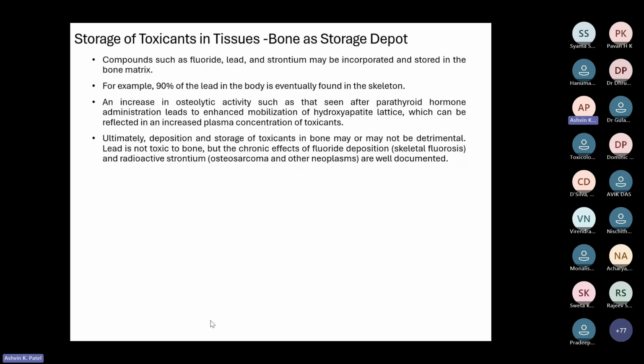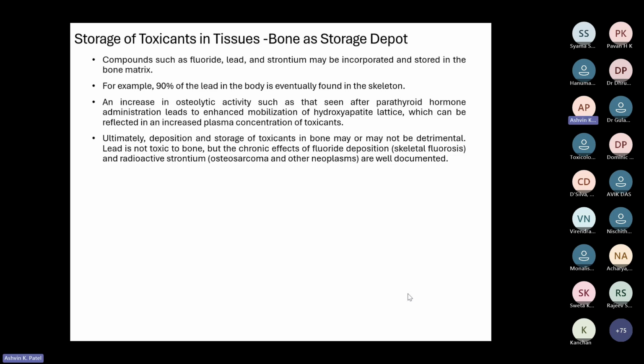Bone as a storage depot. Compounds such as fluoride, lead, and strontium may be incorporated and stored in the bone matrix. For example, 90% of the lead in the body is eventually found in the skeleton. Increased osteolytic activity, after parathyroid hormone administration, leads to enhanced mobilization from the bone to the systemic circulation.